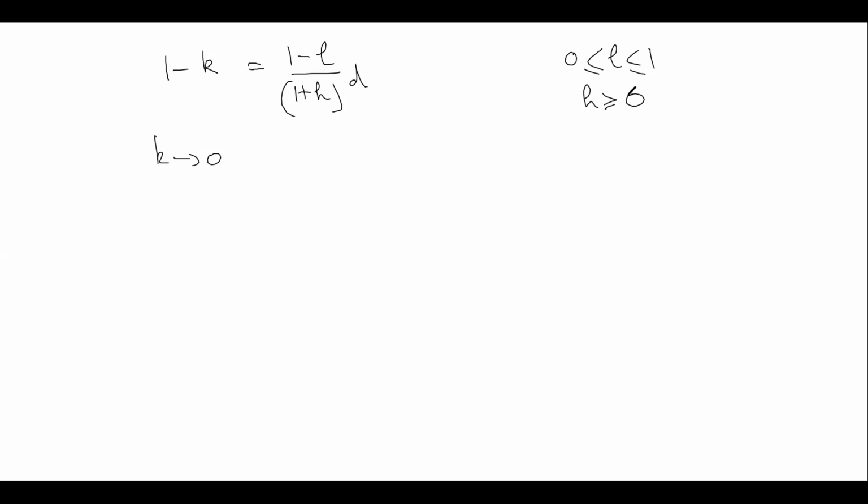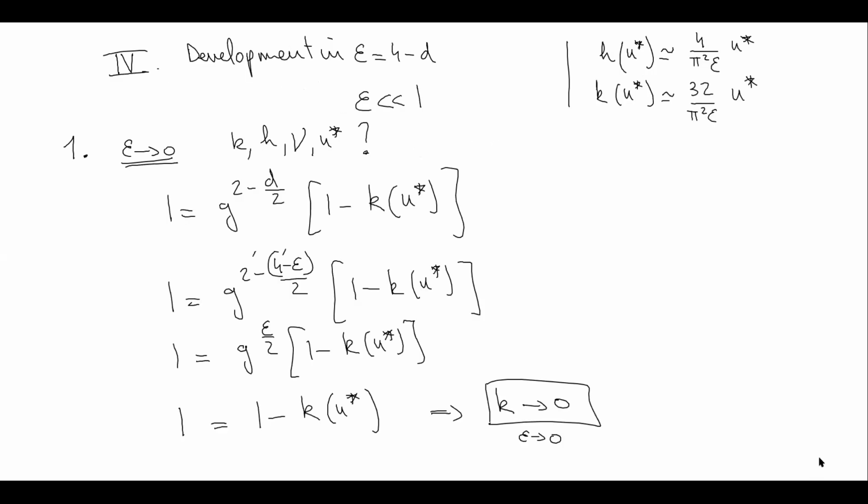K is going to 0, so the only possibility is that L goes to 0 here and H goes to 0, so that the ratio goes to 1. Otherwise, the ratio is smaller than 1. So it implies that both L and H go to 0. All right, so K, L, H goes to 0. So K, H goes to 0 in particular.